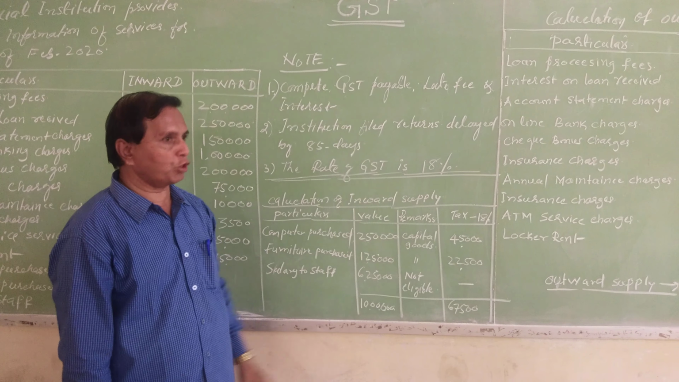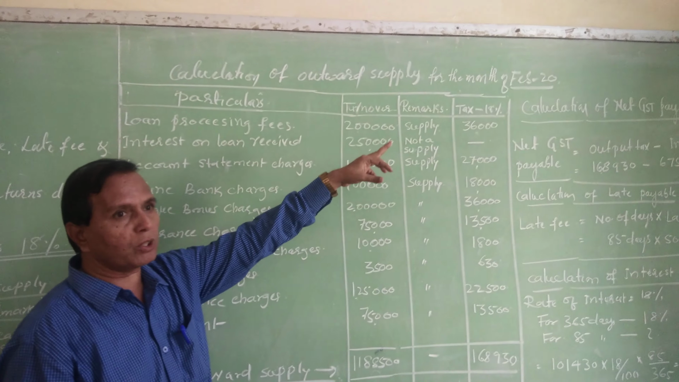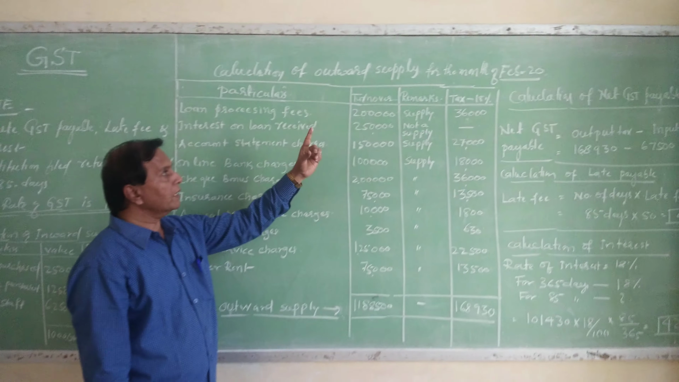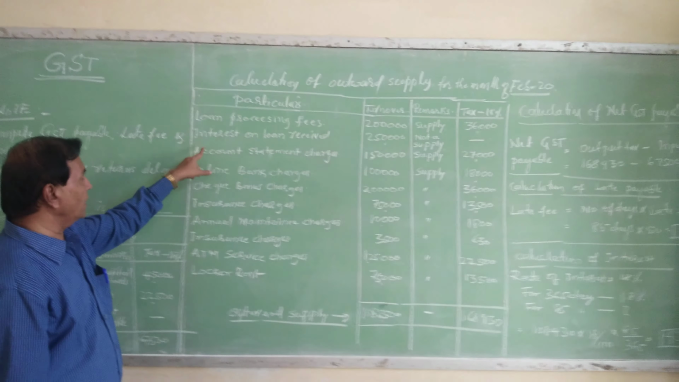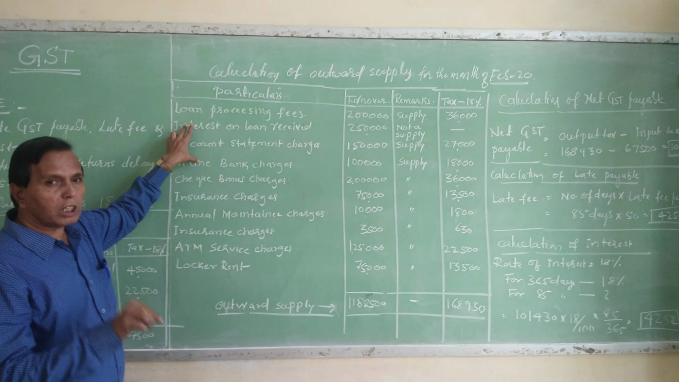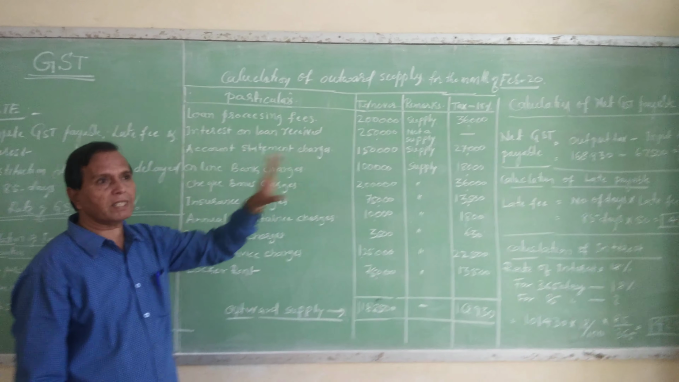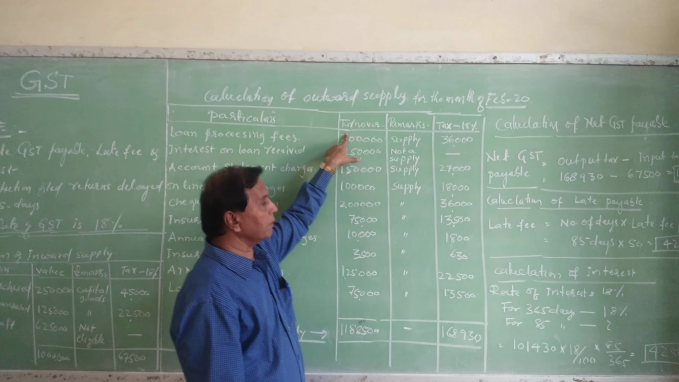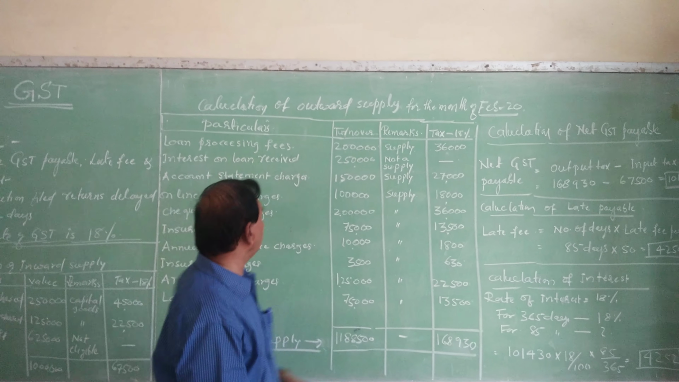Now come to the solution. Calculation of outward supply for the month of February 2020. That means simultaneously we have to compute two, that is outward supply and inward supply. Whatever information is given in the problem, all particulars must be taken as the outward supply and the inward supply. We have made three columns: particulars column, turnover means the sales, and the tax at the rate of 18%.